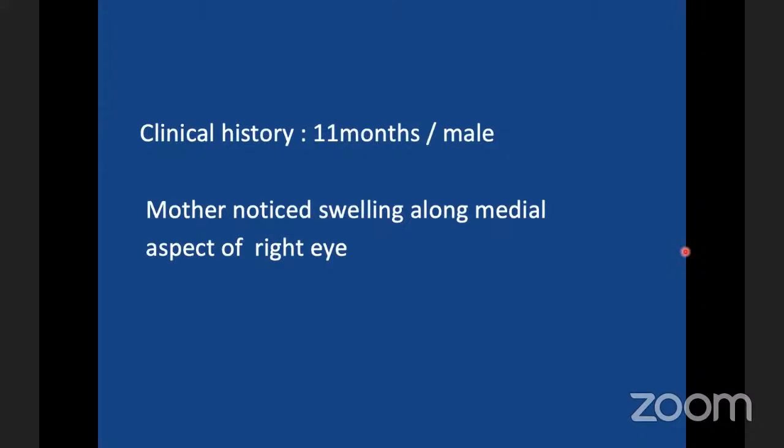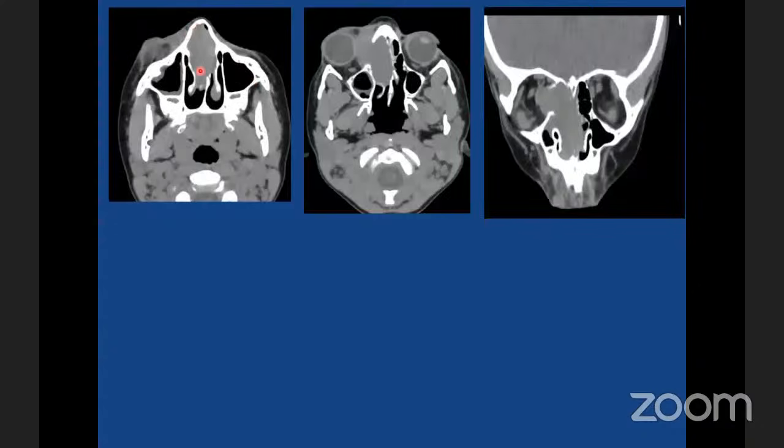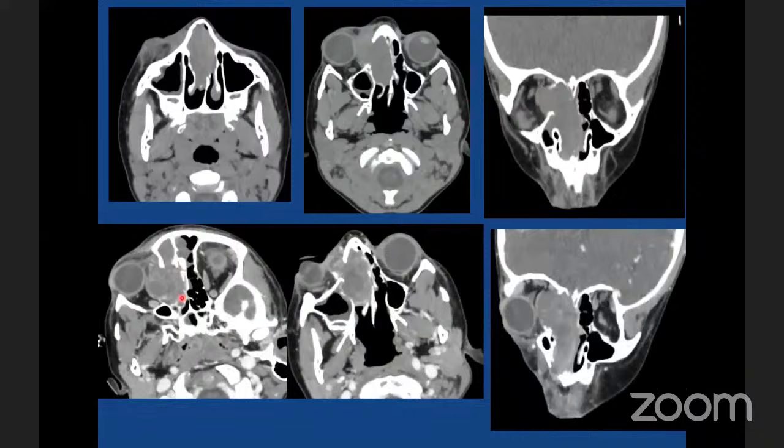Now this is an 11-month-old, so our age is changing. An 11-month-old male, mother noticed a swelling. So again, a soft tissue density lesion in the nasal cavity, extending into the orbit. Lamina papyracea is eroded, and it is abutting the medial rectus muscle. On post-contrast study, it shows heterogeneous enhancement. Now the age is different.